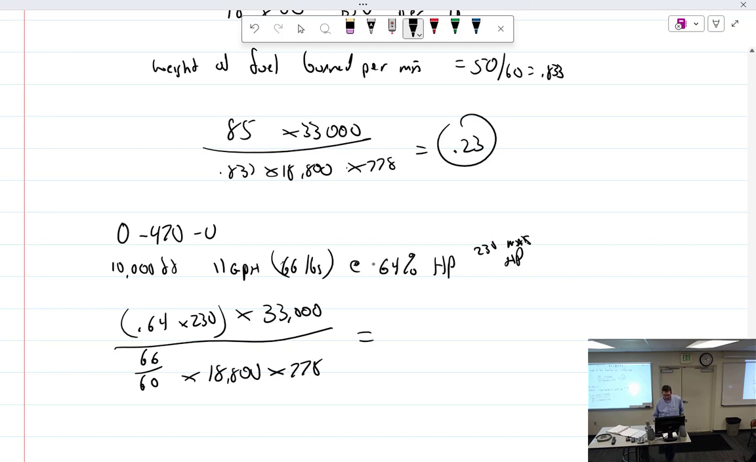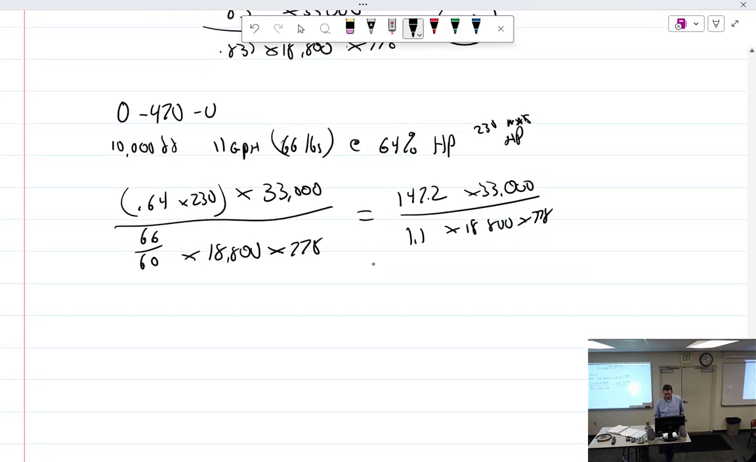So that gives me 147.2 times 33,000 divided by 1.1, times 18,800 times 778, and all that equals 0.3019. So my engine is 30.19% efficient. So roughly 70% of the cost of my fuel is going to losses. So what's 70% of $7?